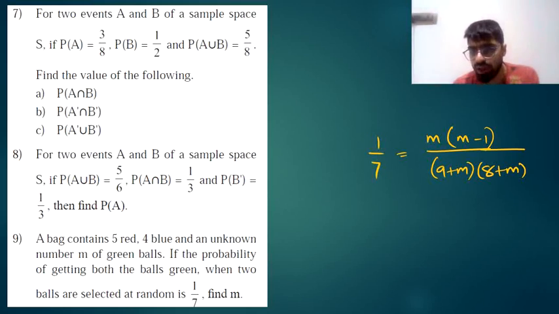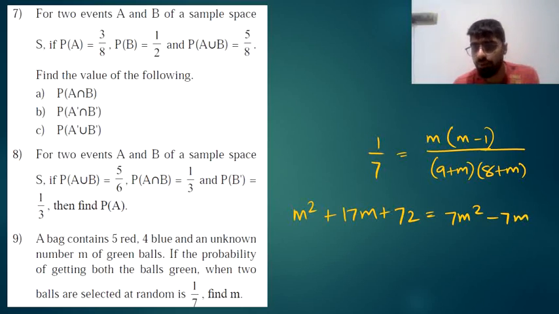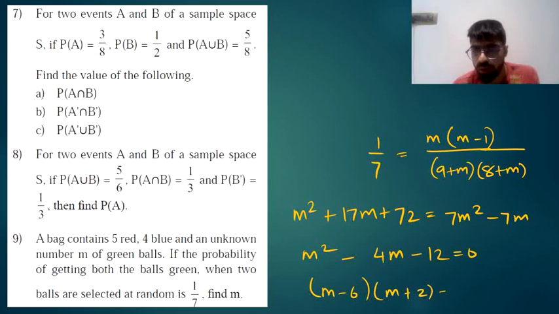Take that (9 plus m) into (8 plus m) on the left hand side. So when you expand it, you have m square plus 17m plus 72 equal to 7m square minus 7m. Take everything on the right hand side. So we have 6m square minus 7m minus 17m, that's minus 24m, minus 72 equal to 0. You can cancel throughout by 6, so you have a 4 here, and this will become 12. Factorize it, you get (m minus 6) into (m plus 2) equal to 0. So the only possible value for m is going to be 6.